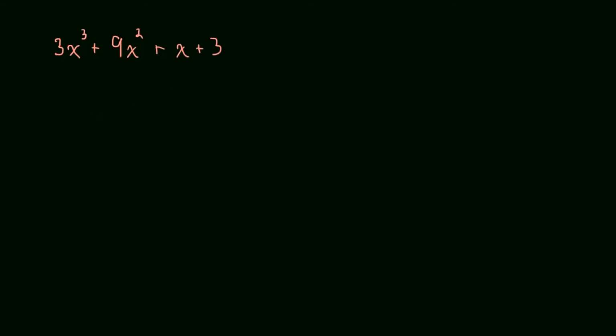What are we going to do now? Well, we're going to do the exact same thing. Nothing changes. So when you have a cubic polynomial, if it factors by grouping, if this grouping method works, it's really, really quite simple. So we're just going to set up our groups here. And we have 3x cubed plus 9x squared plus x plus 3.